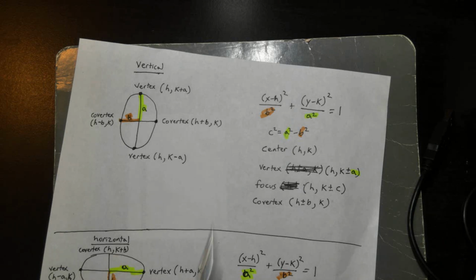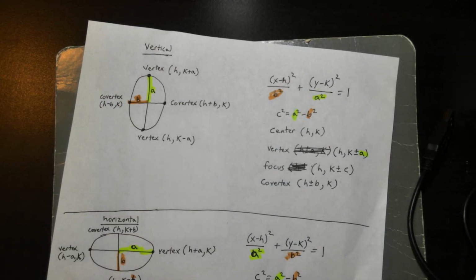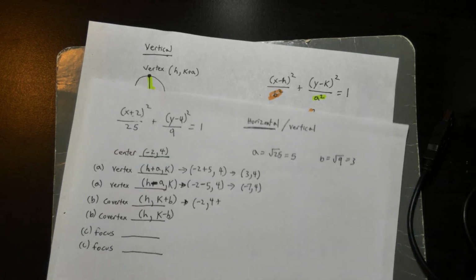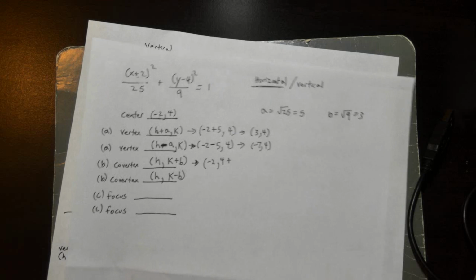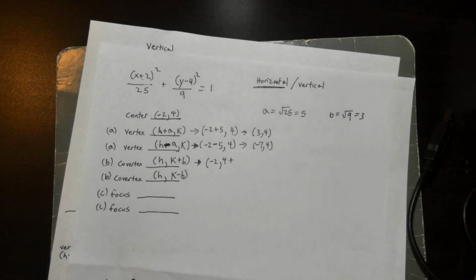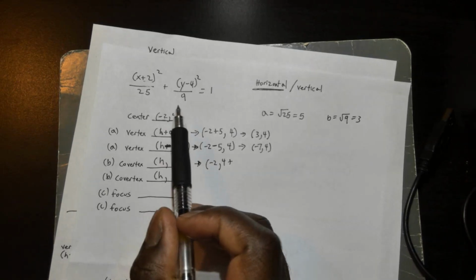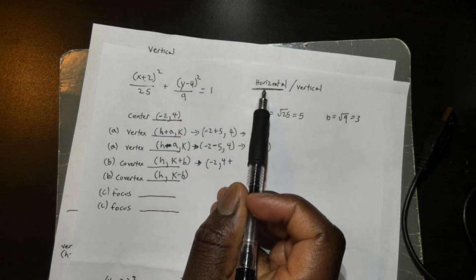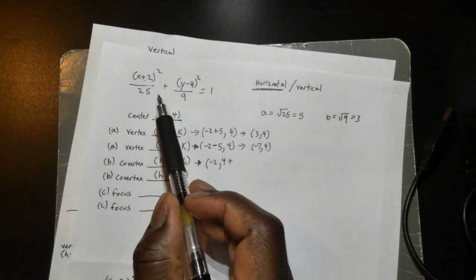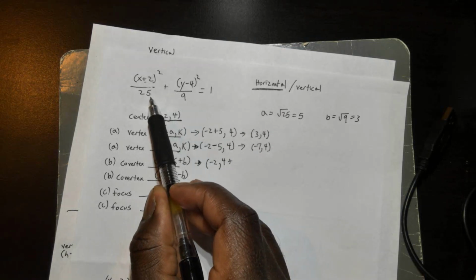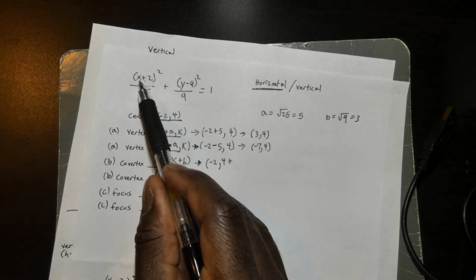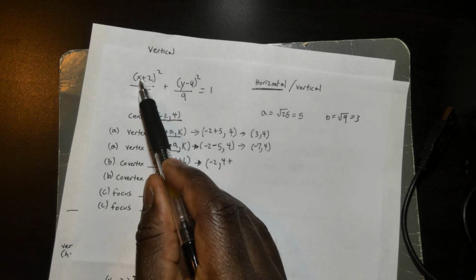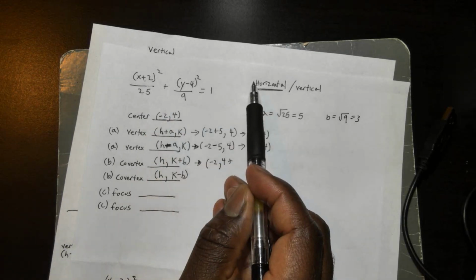Now that we understand a little bit about these formulas, let's see how we can actually use them. So here's a partially worked problem, but let's see how we can figure this out and maybe finish the rest of it. So given this formula, how do we know that it's horizontal? Well, this is a horizontal ellipse because look at where the largest denominator is. It's with the x. So larger denominator with the x means that it's going to be horizontal.